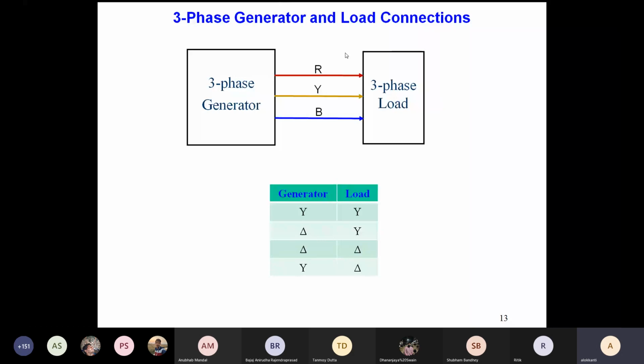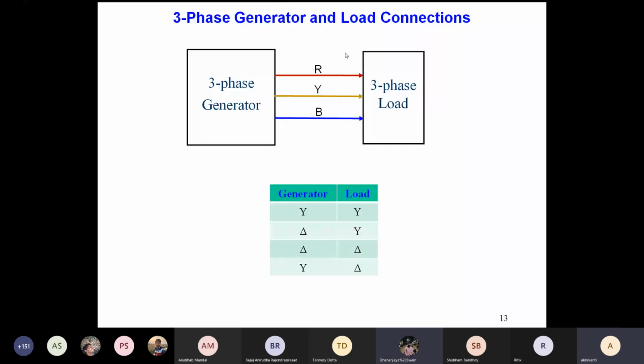So there are different types of possibilities, and suppose there is a Y connected generator, we already saw that if there is a Y connection, there is always a possibility of a fourth terminal available, which is basically the neutral. But if there is a delta connection, there is no possibility of the fourth conductor. So we'll see these different types of configurations. So this is clear?